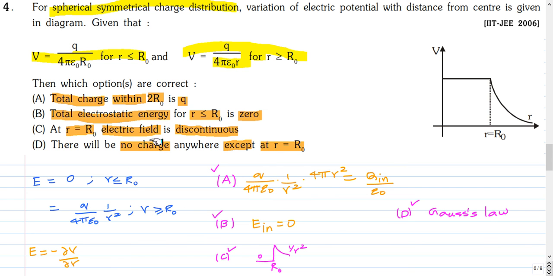And option B says the total electrostatic energy for R less than R0 is 0. Inside, the electric field is 0. If the electric field is 0, there is no electrostatic energy. So option B is also true.